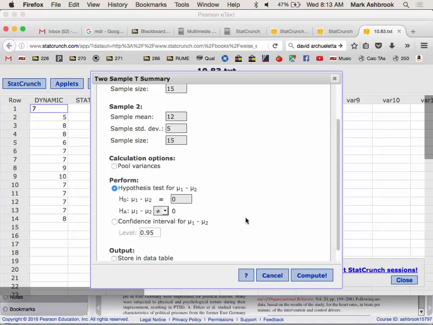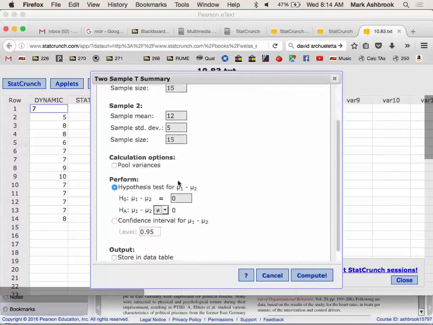So our hypothesis test: the null hypothesis is always going to be that the population means are equal, so this will always be 0. Then you have the choice of the alternative hypothesis, mu1 being not equal, less than, or greater. Two-tailed test means not equal, so we'll leave it at not equal. This other option is for a confidence interval. We're not doing a confidence interval, so leave it blank. We're just looking at the hypothesis test. So we put in the summary stats, we've got the two-tailed test, and we hit compute.